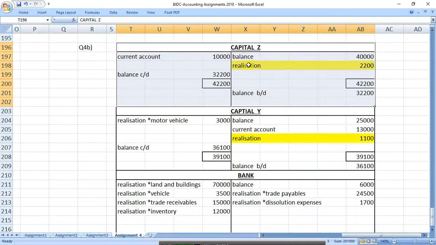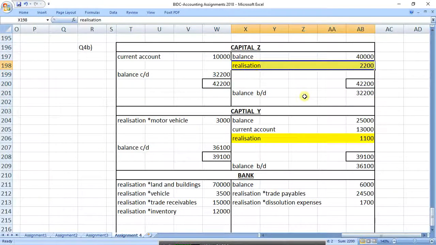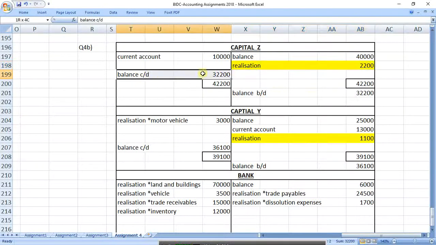Yeah, 40 for the balance, and then 2,200 for the realization. Okay, you've got the 10,000 ready, so that's good. And then just need to show the balance brought down, balance carried down. Okay, balance carried down on the left, 32,200.